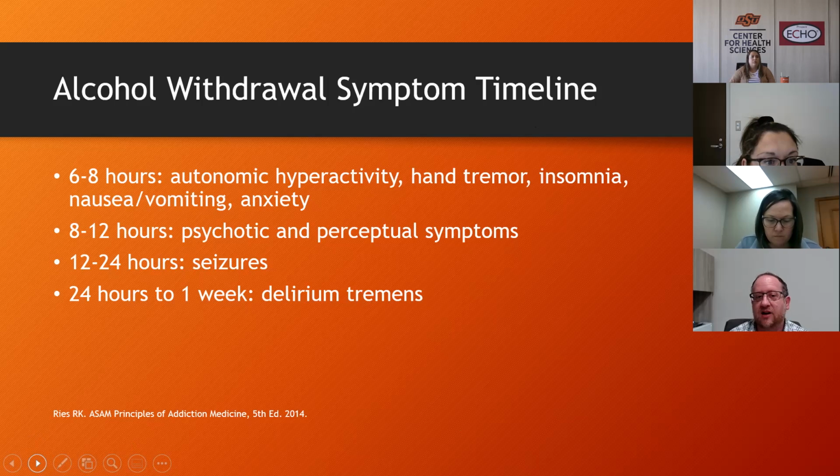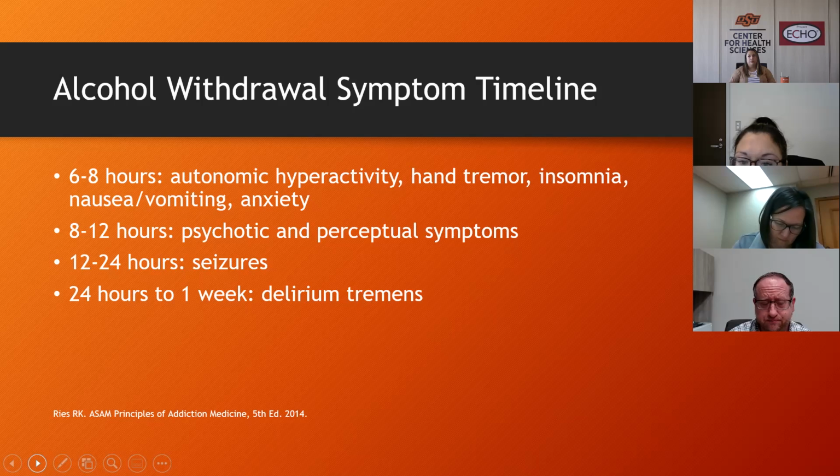We call this autonomic hyperactivity. Their blood pressure tends to go up as well as their heart rate. They start to have this tremor, or the shakiness in their hand. Anxiety starts pretty early too, so they start to feel really nervous and on edge. And then you can also have nausea and vomiting as well as problems sleeping related to that kind of anxiety and hyperactive state.